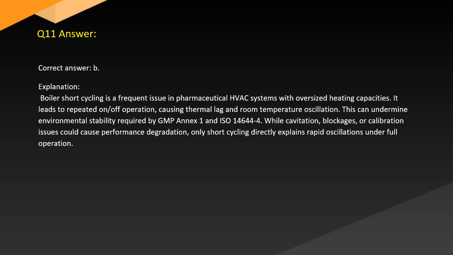Answer. Correct answer: B. Explanation. Boiler short cycling is a frequent issue in pharmaceutical HVAC systems with oversized heating capacities. It leads to repeated on-off operation, causing thermal lag and room temperature oscillation. This can undermine environmental stability required by GMP and ISO 14644. While cavitation, blockages, or calibration issues could cause performance degradation, only cycling directly explains rapid oscillations under full operation.